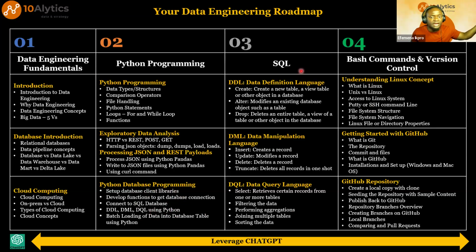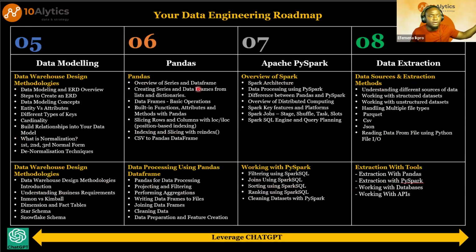Then you move into SQL: DDL, DML, and DQL, data definition language, data manipulation language, and data query language. Number 4, batch commands and version control. You get to work with Linux and GitHub, and you get to work with everything together. Number 5 is data modeling.